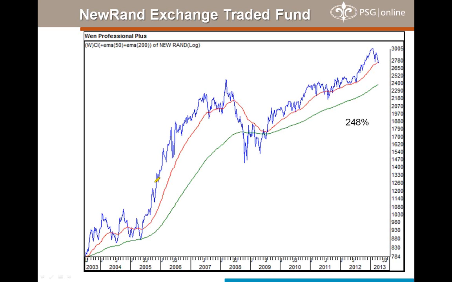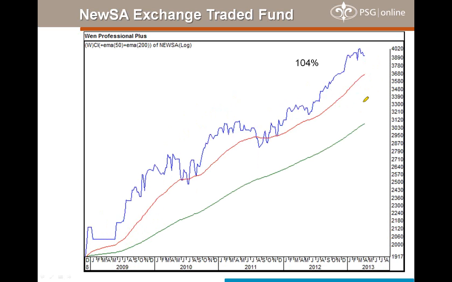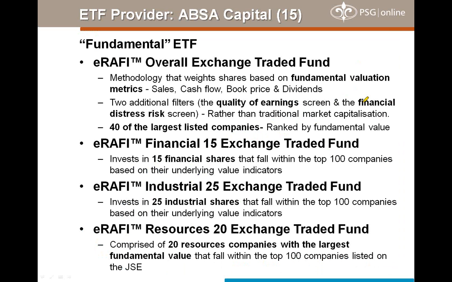You can see how New Rand has been performing. Remember, this is the Rand hedge stocks. From 2003, from the low to this high here, or the recent close, it's up 248%. New South Africa, the BEE shares, is 104% up. Okay. Now let's talk about the fundamental ETFs.